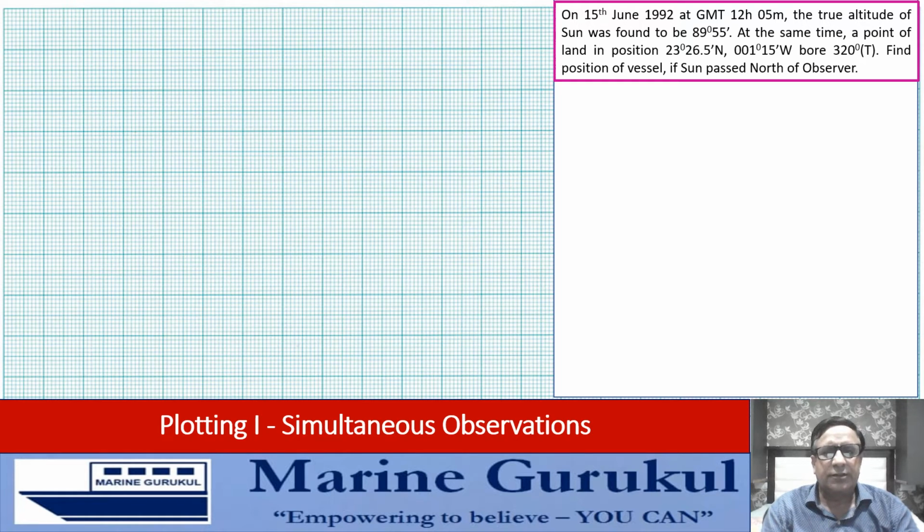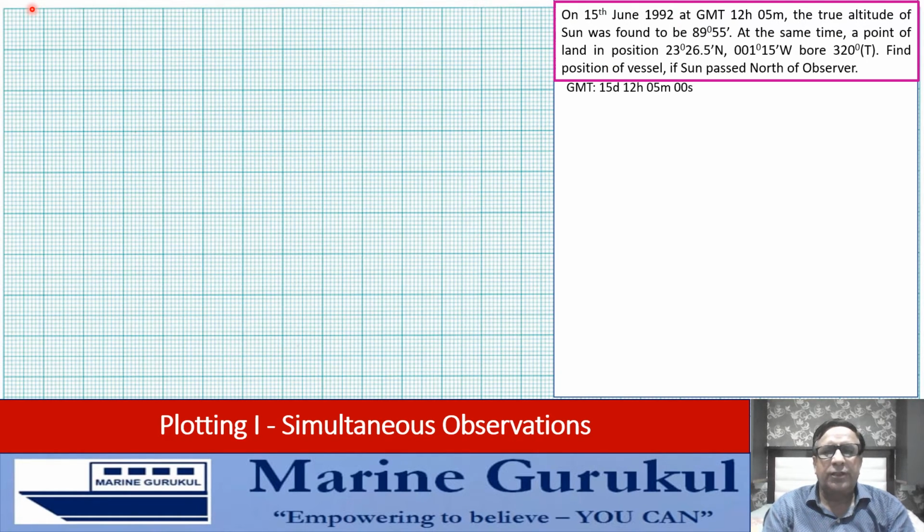Now in this case, the celestial observation shall not give us a PL because it's a high altitude observation with altitude of 89 degrees 55 minutes with a TZD of only 5 minutes. Therefore, in this case, the sun observation shall give us a position circle by the method that we have discussed in our earlier videos as PC by high altitude celestial observation. The second case is of a PL by bearing of an identifiable point on land, so that we are all conversant with.